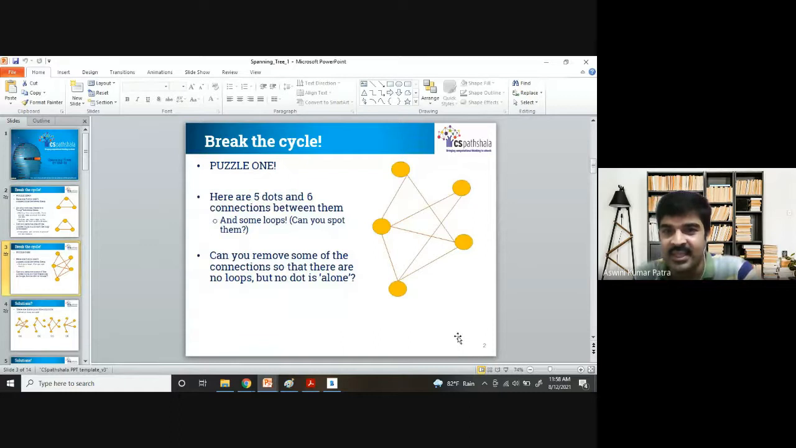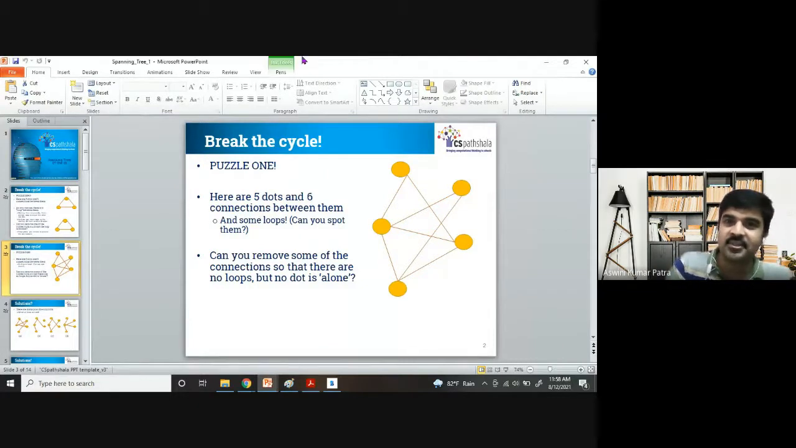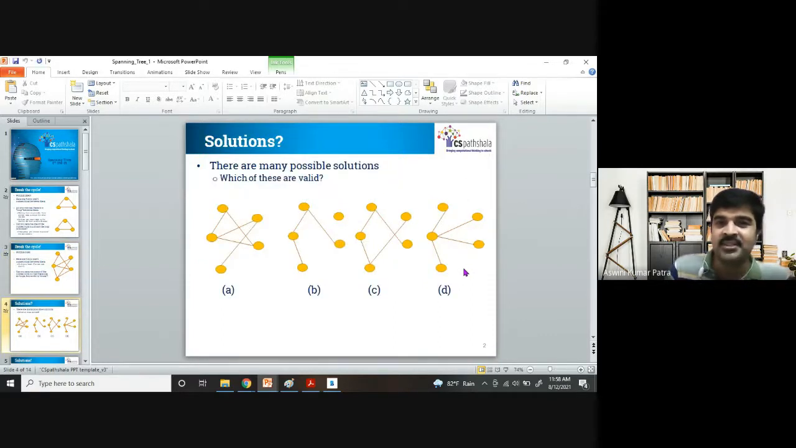Now, another one. Here I have five dots. I can introduce my students like this: five dots and connected lines. Now, the question is, can you remove some of the connections or edges so that there are no loops but no dot is alone? Okay, that's the question. So we have many solutions, you know.